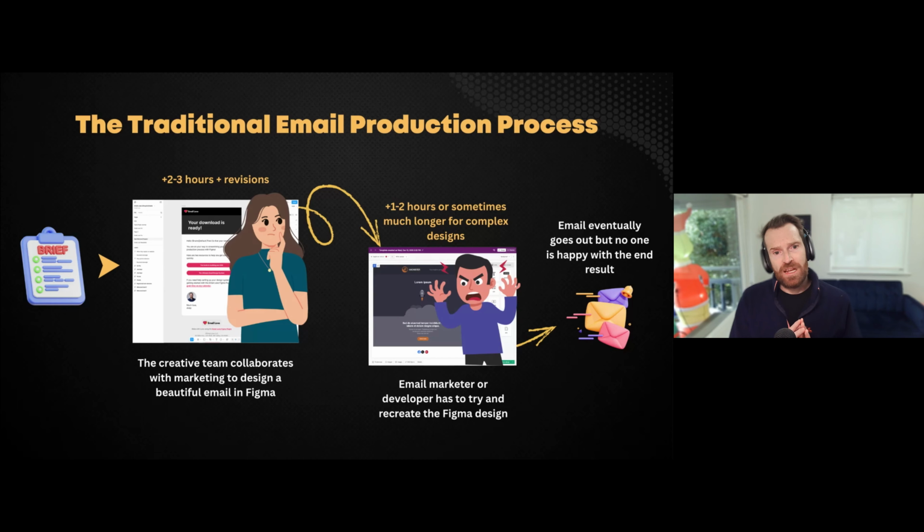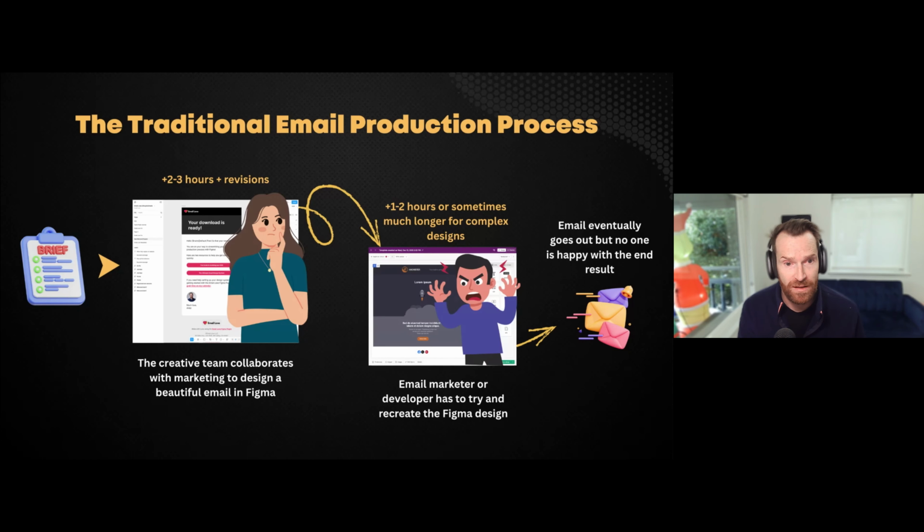Okay, so let's talk about the traditional process of designing and building your email template and then getting it into Iterable. So traditionally, the marketing team, usually a CRM or a lifecycle marketer, would create a brief for your email campaign. And this is typically a brief that includes the subject line, the pre-header text, the copy, the offer, the CTAs. That is usually in some kind of Google Doc or a Google Sheet.